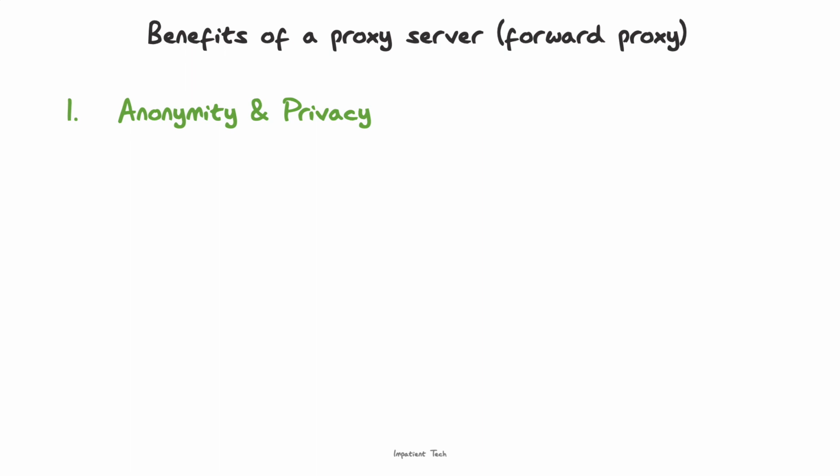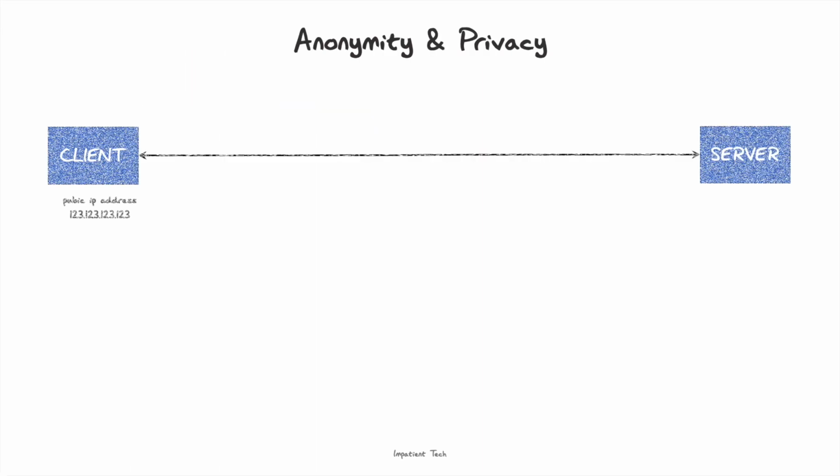Number 1. Anonymity and privacy. Without a proxy server set up, when the client communicates with the server, it is required to pass its public IP address to the server. This IP address is then used to identify the location of the client on the internet, and it allows the server to send the response back to the correct location.